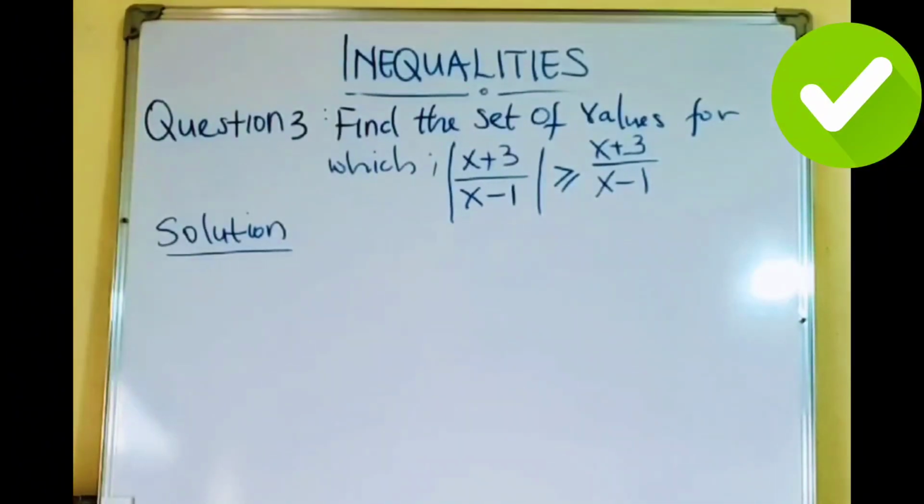In this question, we're asked to find the set of values for which the modulus of (x plus 3) over (x minus 1) is greater than (x plus 3) over (x minus 1). This question is very interesting because normally, to solve questions of this sort, you can go by squaring both sides. You square both sides and then you carry the expression on the right hand side to the left hand side, and then you solve it by the LCM method as we did the last time.